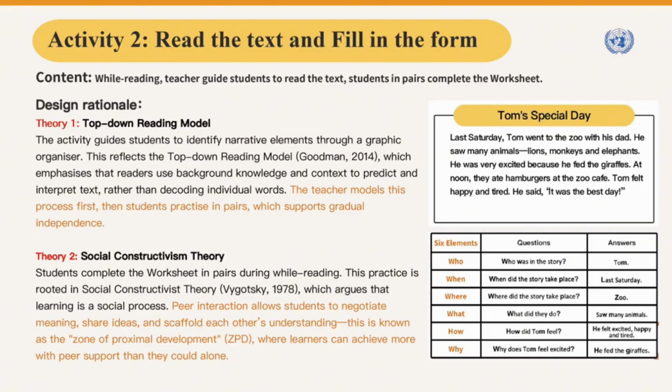The other theory is social constructivism theory. Learning is a social activity. When students work in pairs, they can discuss, help each other, and learn better. This is the zone of proximal development. With peer help, students can finish tasks which they cannot do alone.